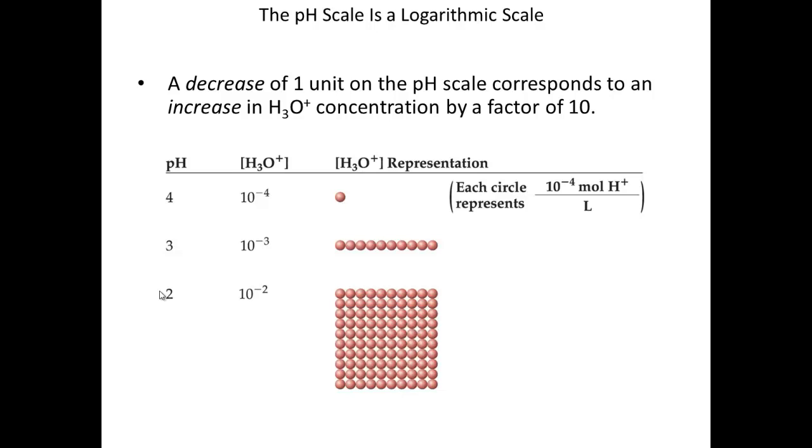So keep that in mind when we talk about acid rain, right? If you talk about changing acid rain from a pH of, say, 6 down to a pH of 3, you're talking about 10 times 10 times 10, 3 tens. So it's a huge difference.